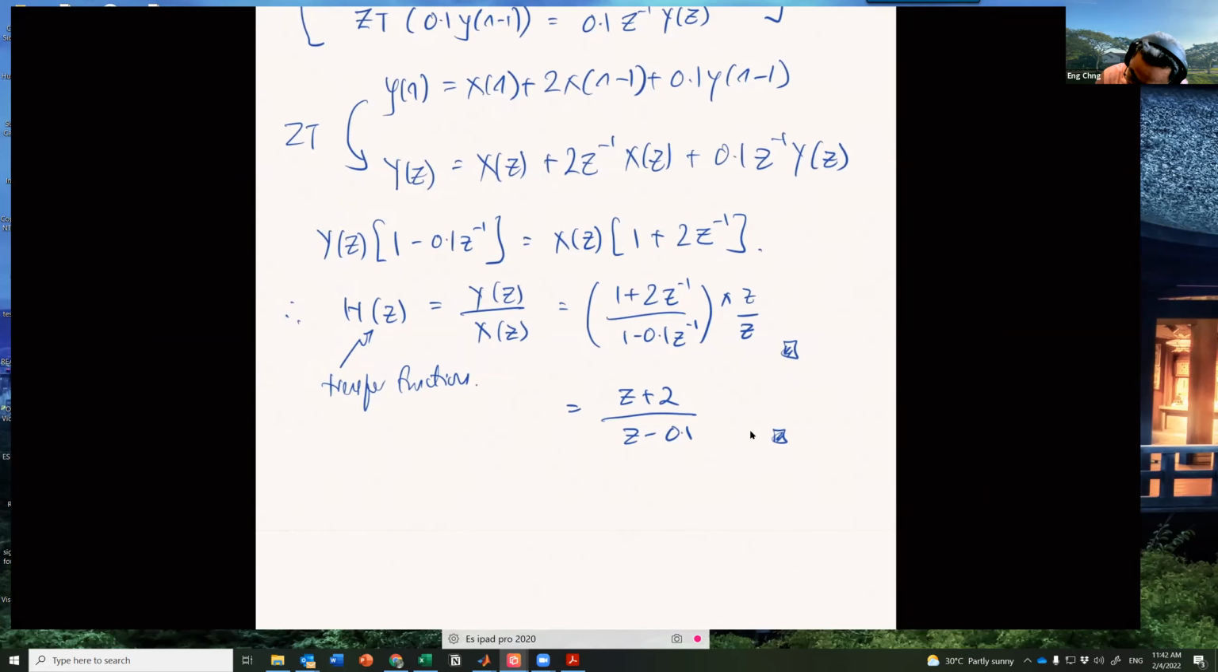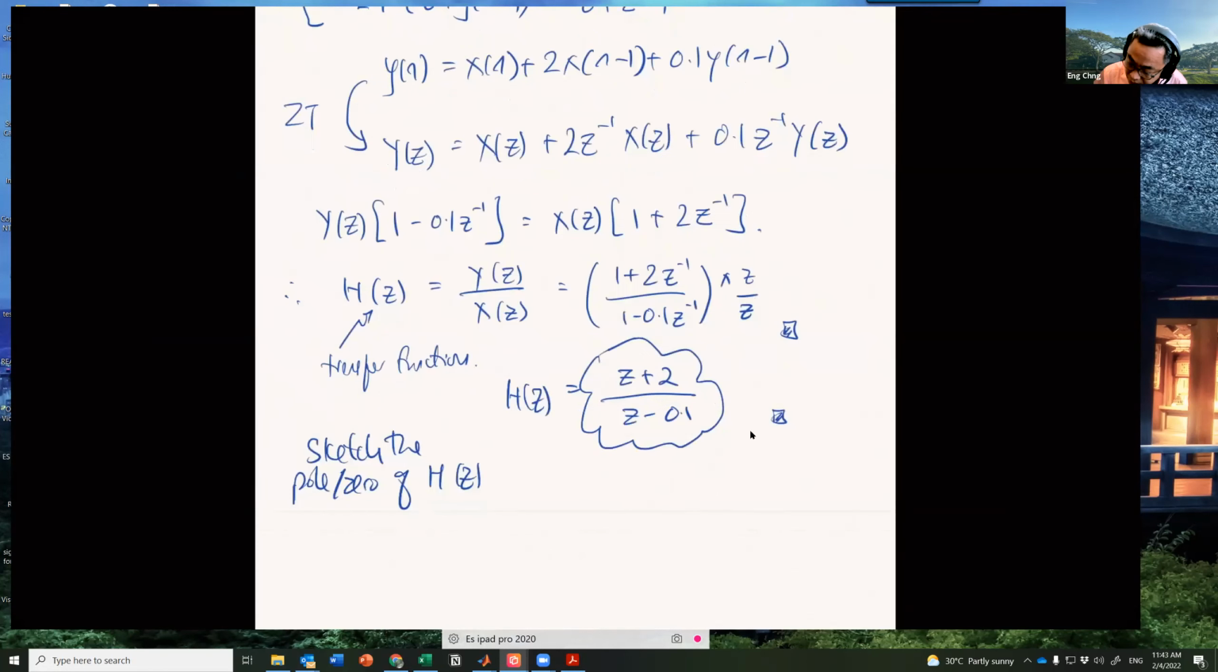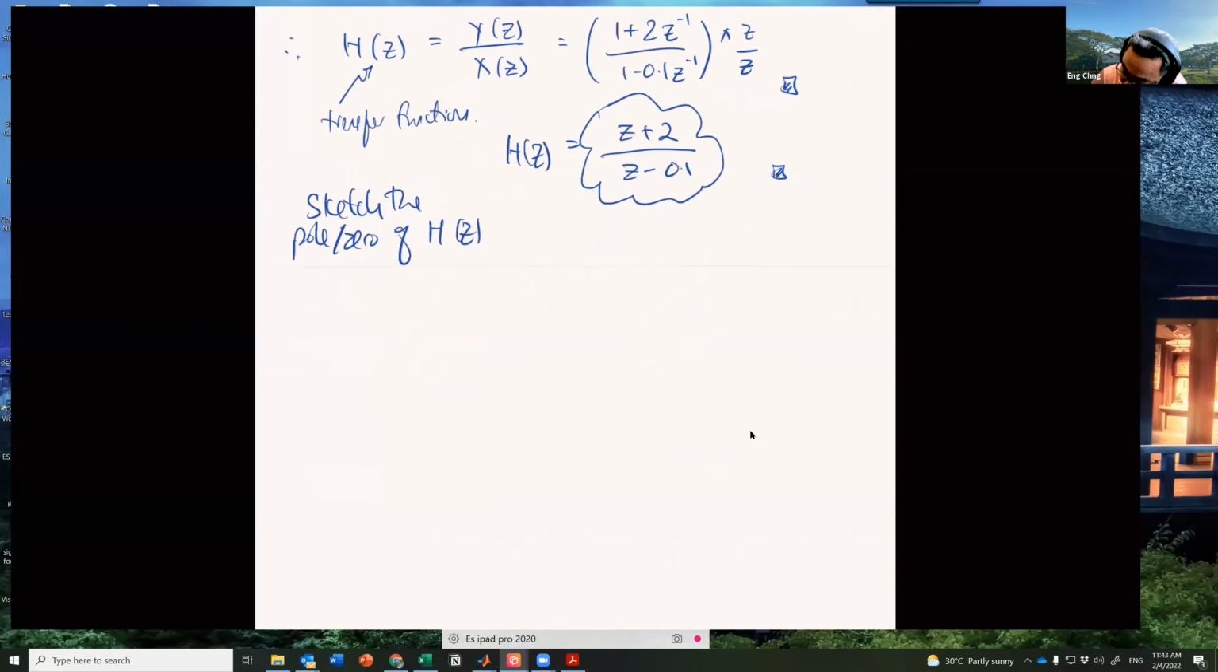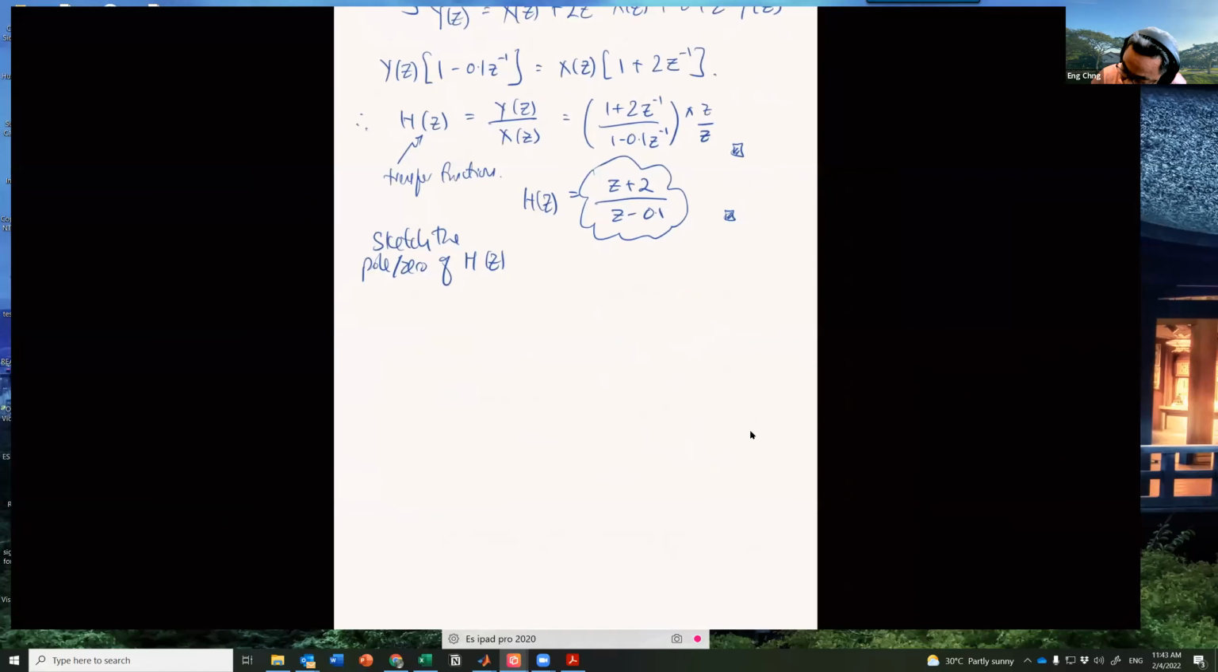Then after that, the second part of the question says sketch. Sketch what? The pole and zero of H of z. All right, so we have this little guy here, which is H of z. What are we sketching? What is z? So remember, z is the complex number. So first we draw the complex plane. So this is the real part of z, and this is the imaginary part of z.